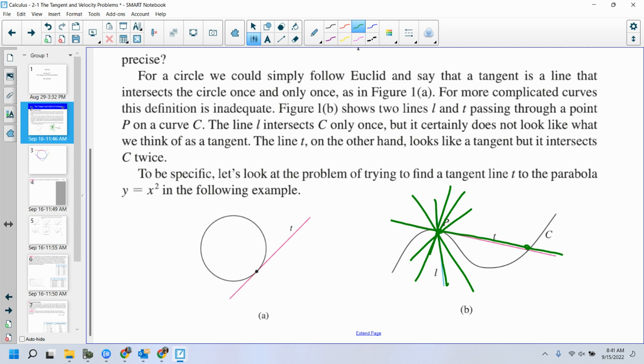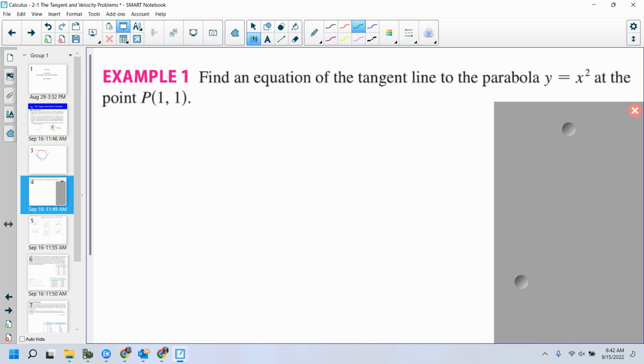To be specific, let's look at the problem of trying to find a tangent line t to the parabola y is equal to x squared. Let's take a look at this. Let's explore this. Find an equation of the tangent line to the parabola y is equal to x squared at the point (1, 1).